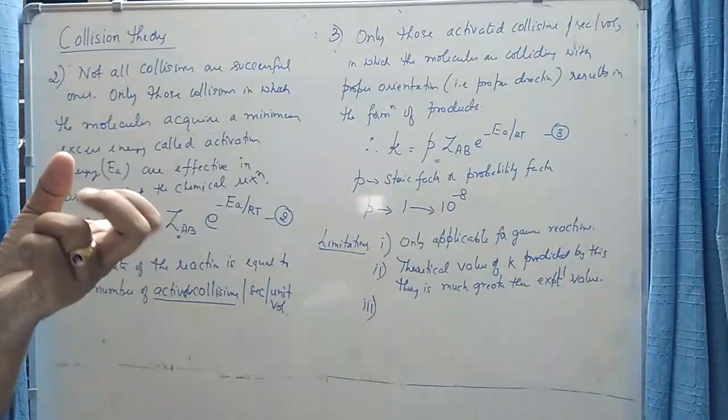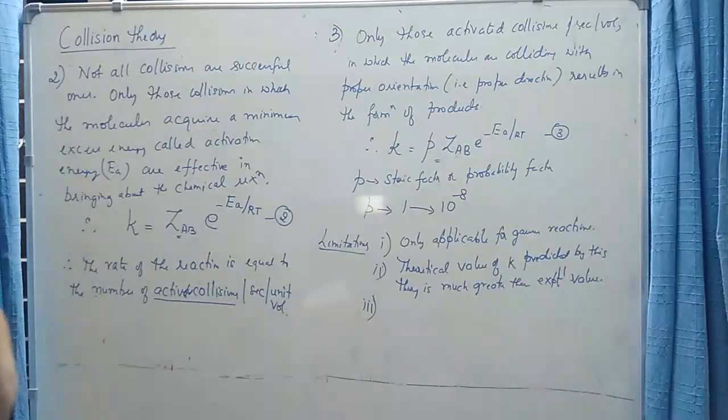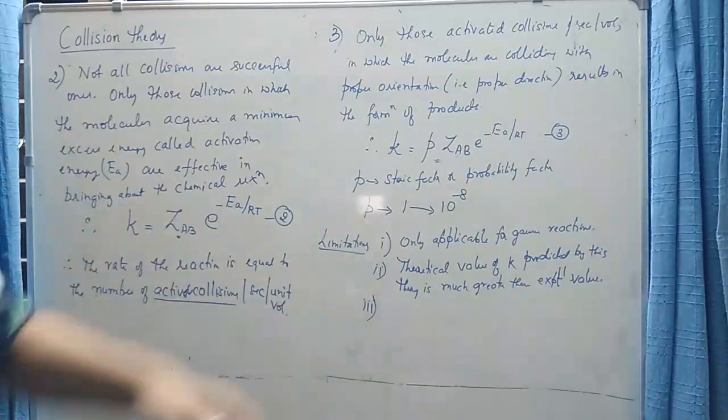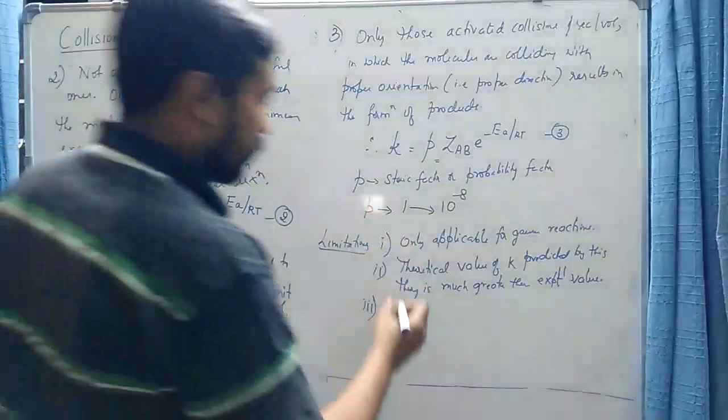If I am given a particular reaction involving a particular reactant molecule, by looking at that reactant molecule, we do not know an experimental method or a theoretical method to calculate the value of P. So without knowing the value of P, it would be rather difficult to get a theoretical value of K. So this is another important limitation.